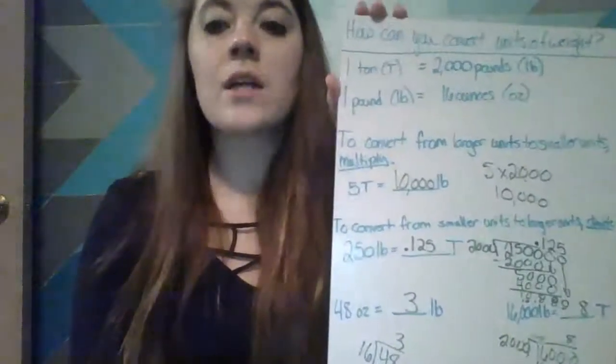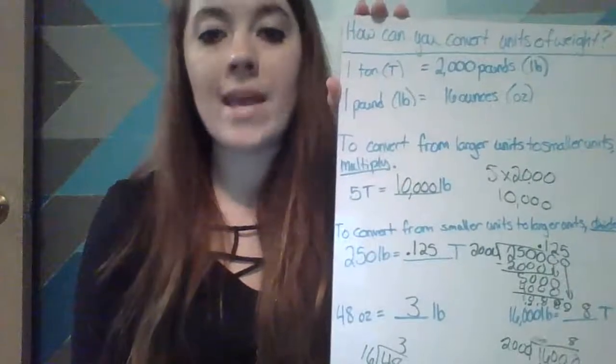So these are our customary units of weight. So remember, customary is your key word. When you're going from a larger to a smaller unit, you are taking and multiplying. When you're going from a smaller to a larger, you are dividing. So keep that in mind.